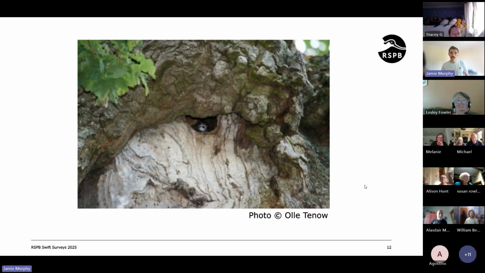So where would they actually nest naturally? We know they nest in some cliffs, and we also know in other parts of Europe, they still nest in some big trees. This one is taken in Sweden, and you can just see the swift popping its head out of a hole in a big tree. This was previously a great spotted woodpecker nest years before, and the swift has basically taken over it as a nest site. Essentially, they're cavity nesting birds, so they're looking for cavities to nest in wherever they are.